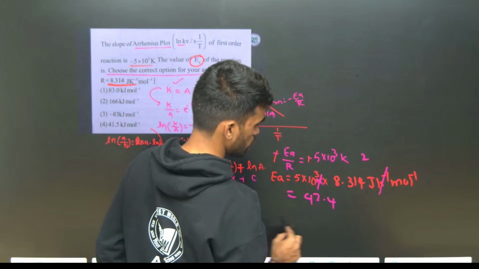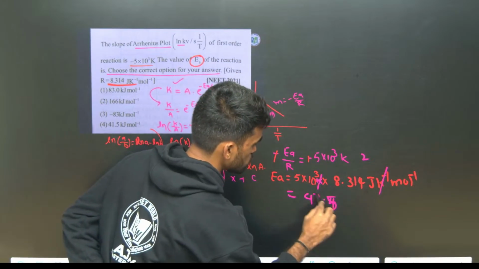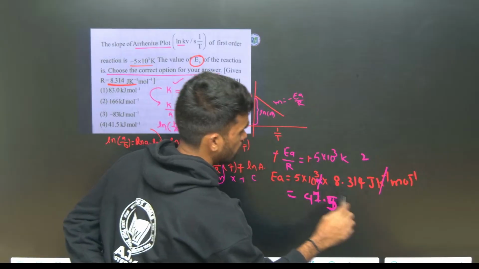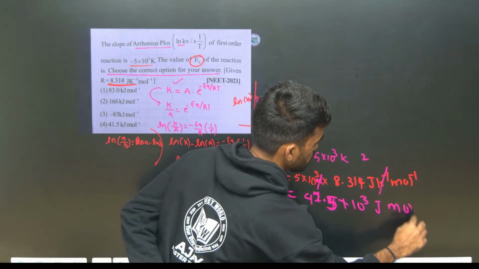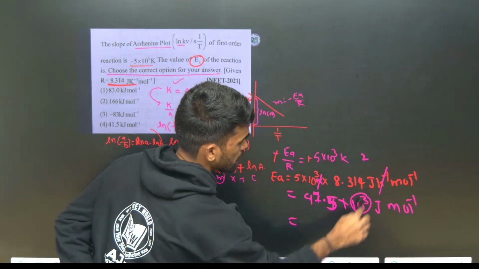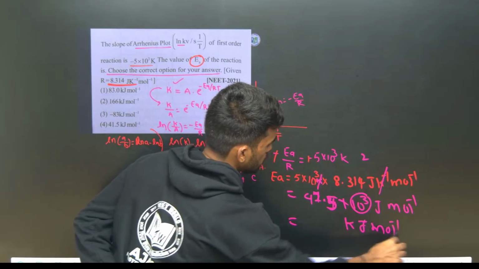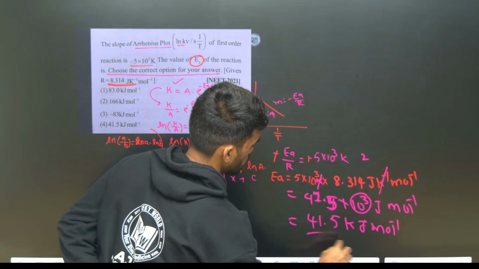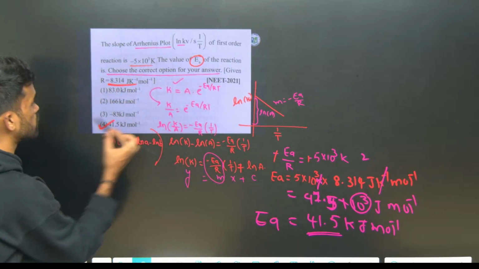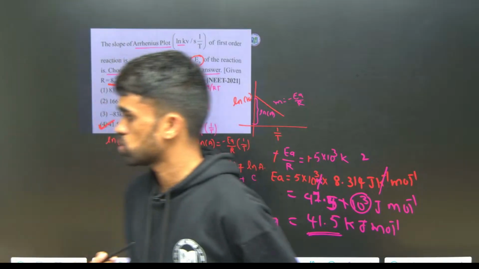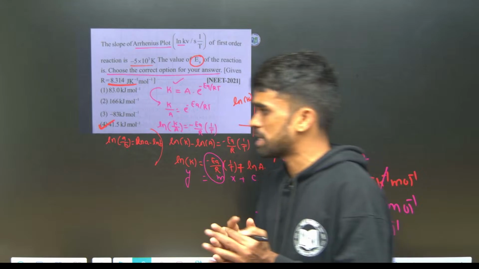Okay, so here you are going to get how much? 5 into 8.3 is around 41.5 into 10 power 3 joule per mole. Okay, so 10 power 3 I can write as kilojoule now, so kilojoule per mole, that is 41.5. Okay, so Ea will be this much. So where do we have? So the fourth option will be your perfect answer for this question. Okay, yes. If everything is clear, just click on the like button.